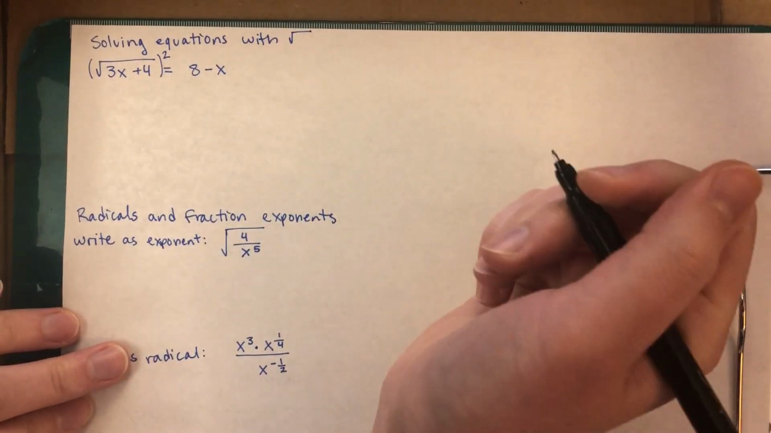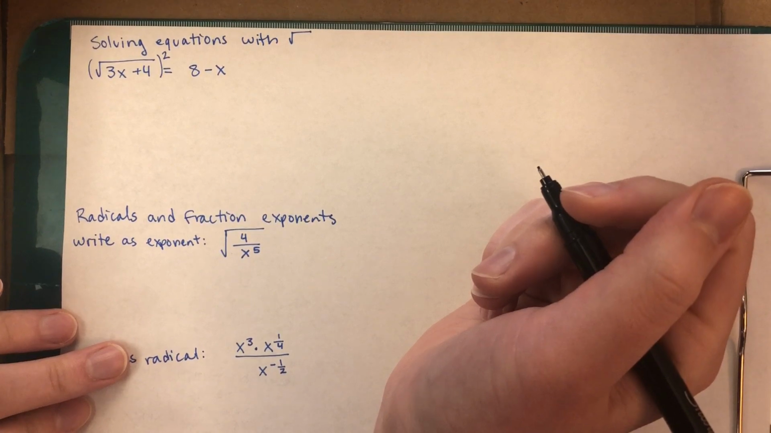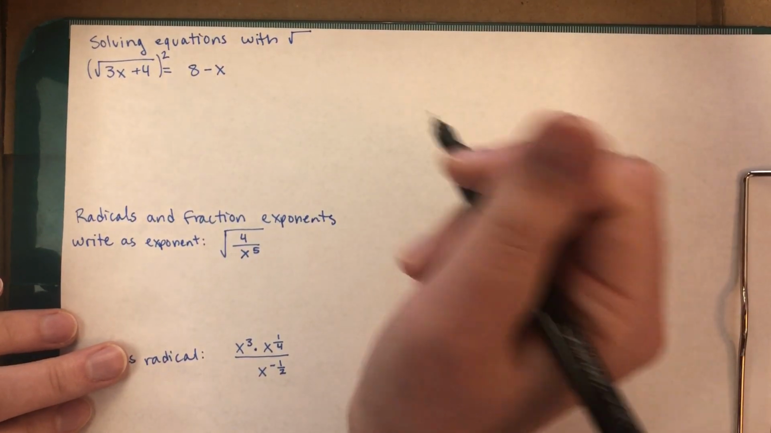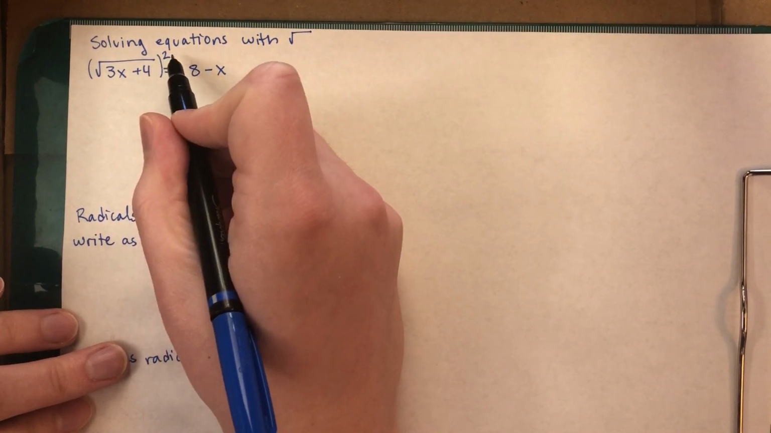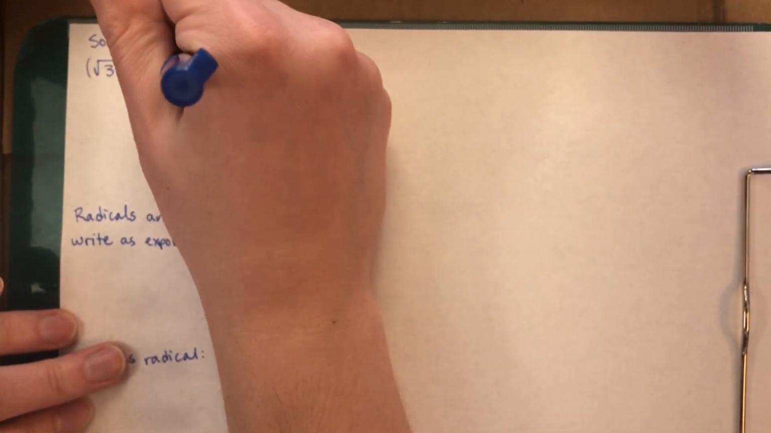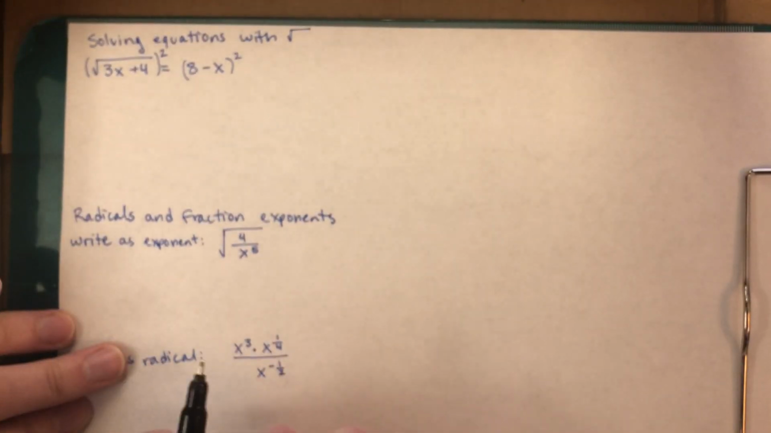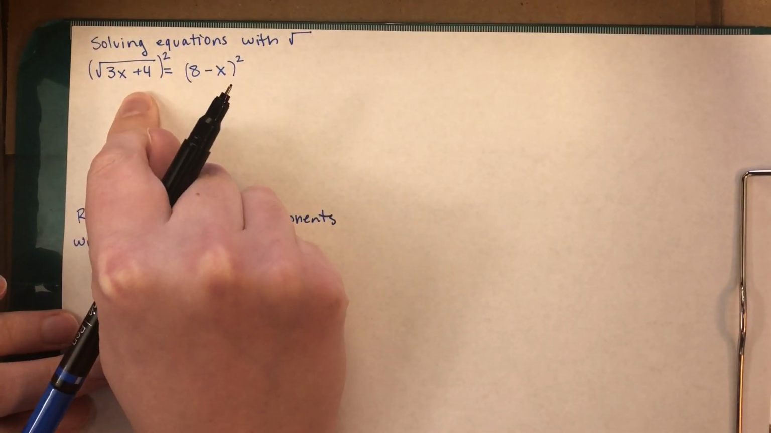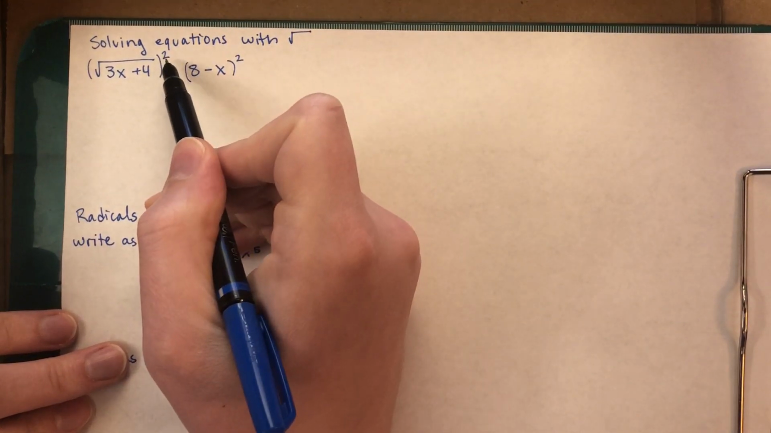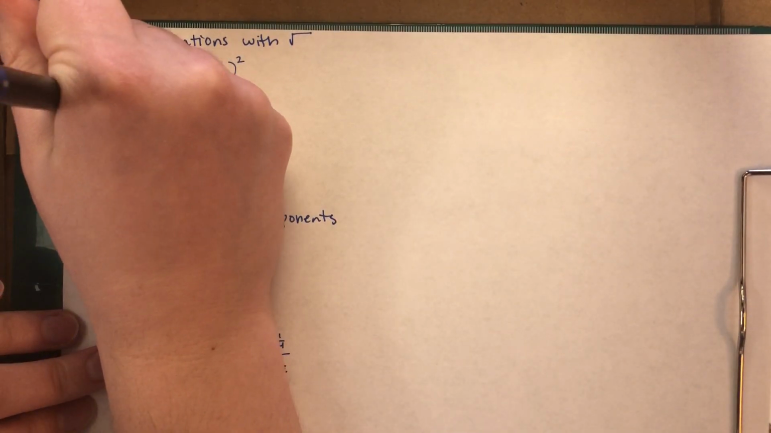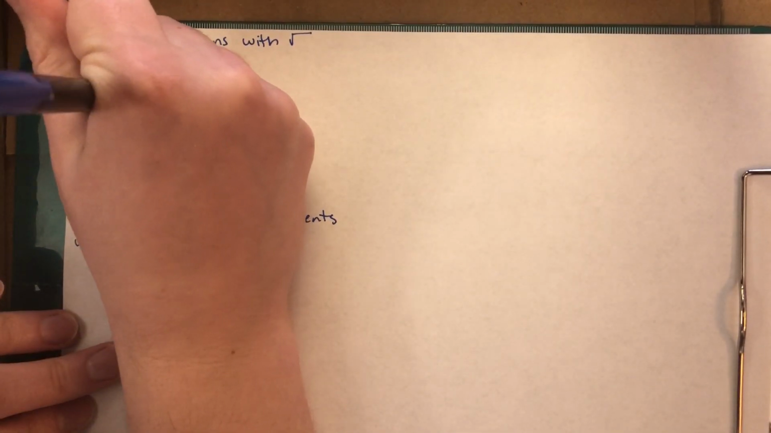Just like in order to undo multiplying, we divide, or in order to undo subtracting, we have to add something. To get rid of a square root, we have to square it. And if we do that, we need to do it to both sides. On this side of the equation, what happens is that the square root and the square just cancel out, and I get 3x plus 4.